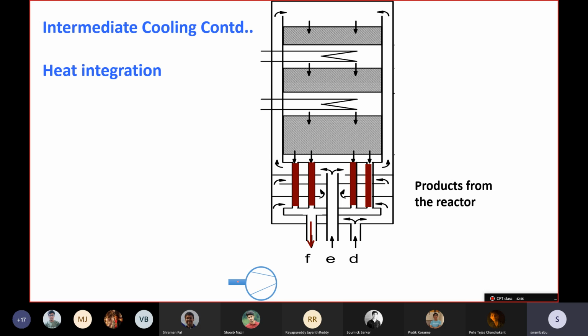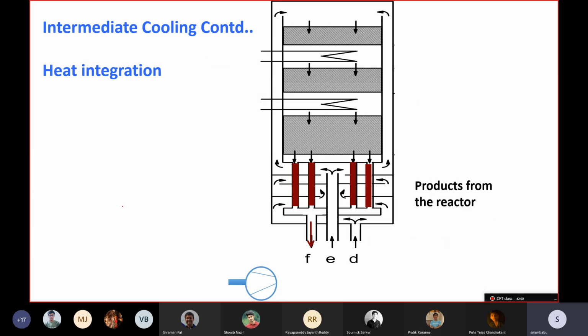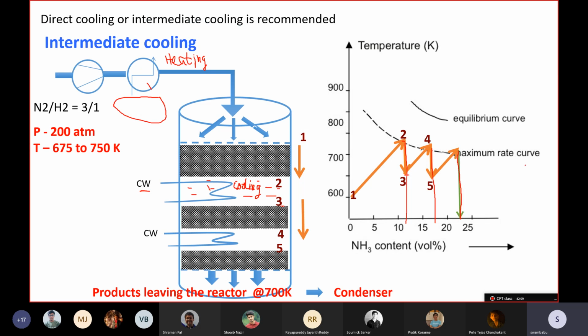This is the feed compressor where ammonia, nitrogen and hydrogen are supplied at stoichiometric ratio. Previously we had a heater, but instead of an external heater or external heat exchanger, we use the hot gases coming from the products, which you can see here leaving at 700 Kelvin.